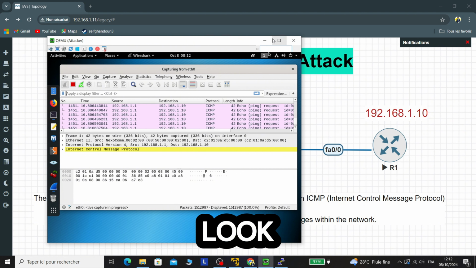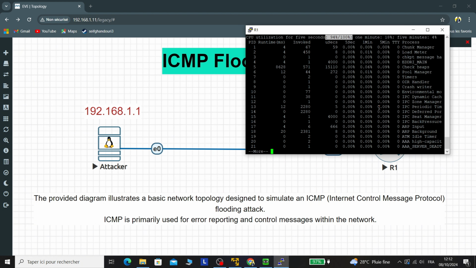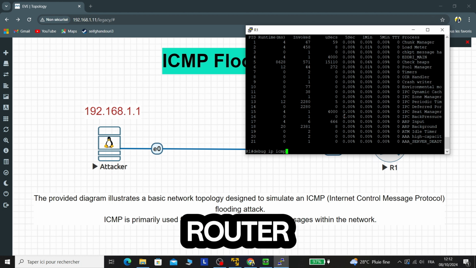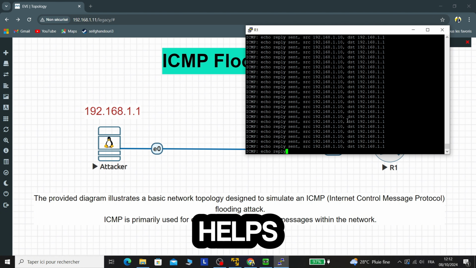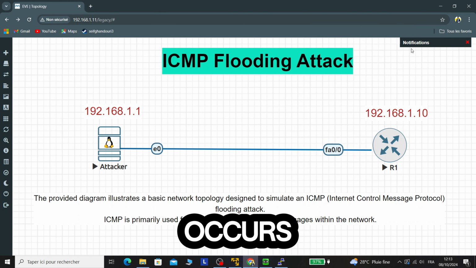To get a closer look at what's happening on the router, I used the debug ICMP command. This command lets us see the ICMP packets in real time as the router processes them. It helps us understand how the router is dealing with the incoming flood and where the bottleneck occurs.